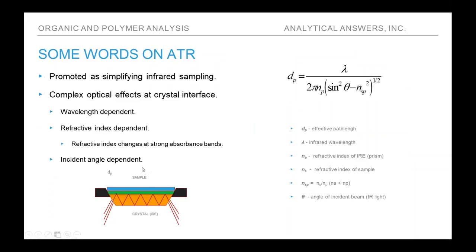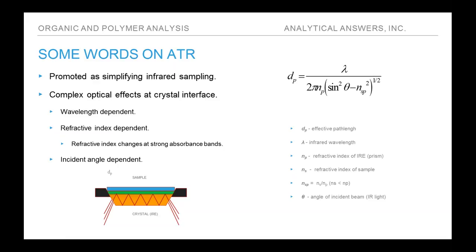The idea is you just take your sample, push it against an ATR crystal, which is an infrared active crystal, and then you can just collect a spectrum. It's very simple preparation. You don't have to worry about thickness or anything else. However, there are some complexities in using ATR sampling. It's very much wavelength dependent. The amount of interaction between the sample is dependent upon the wavelengths.